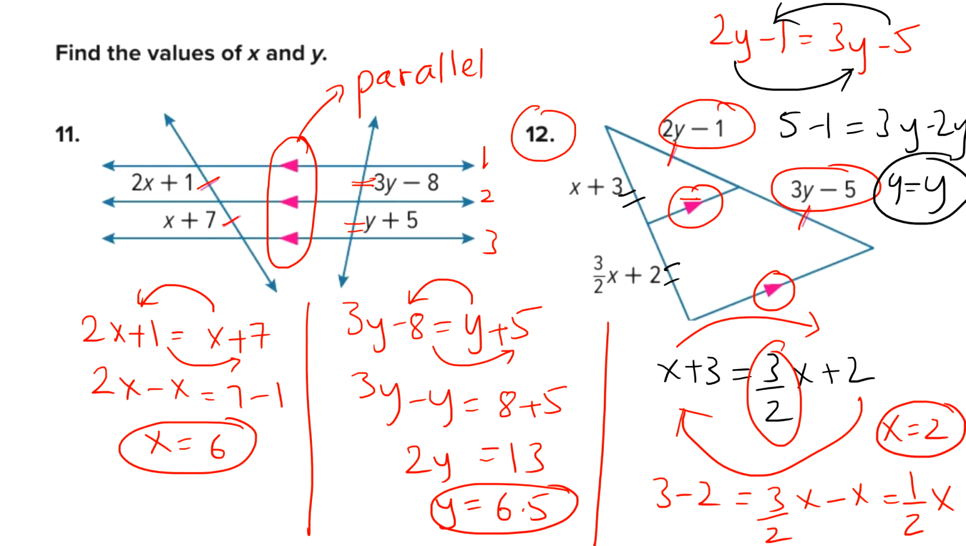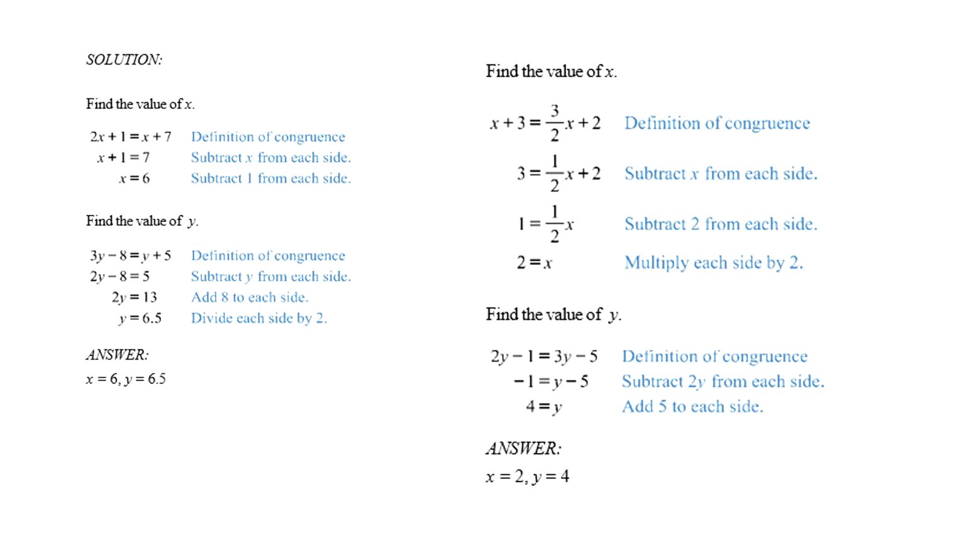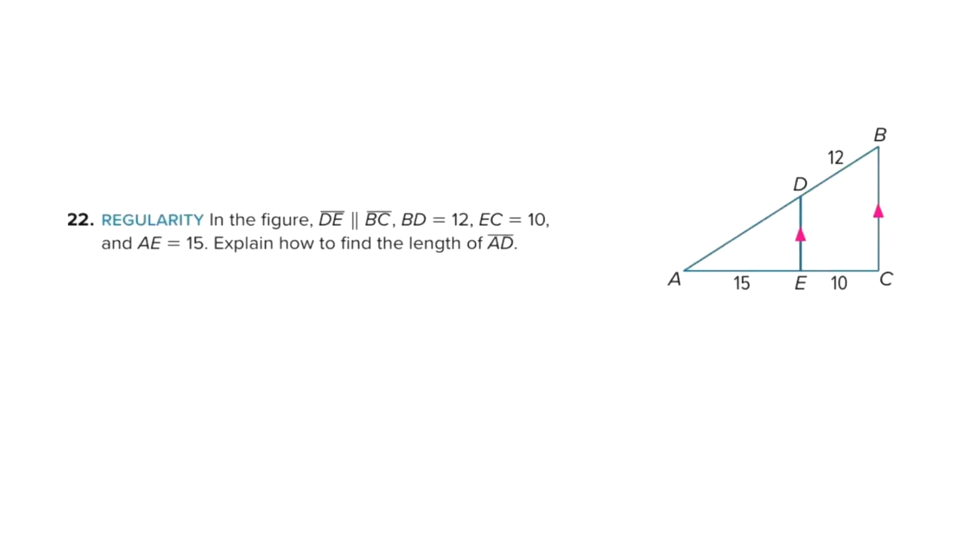Let's see the answer key in the next slide. So for the two questions 11 and 12, this is the answer key with all the steps. If you see, we have the same answers: x is 6, y is 6.5, x is 2, y is 4. So these are the correct answers and the steps you need to show for the FRQ for 11 and 12. Let's move on to question 22 now.